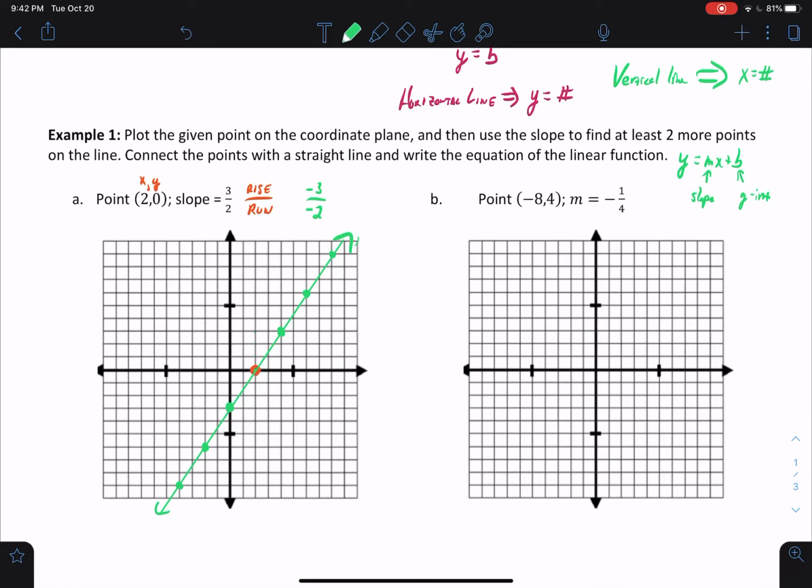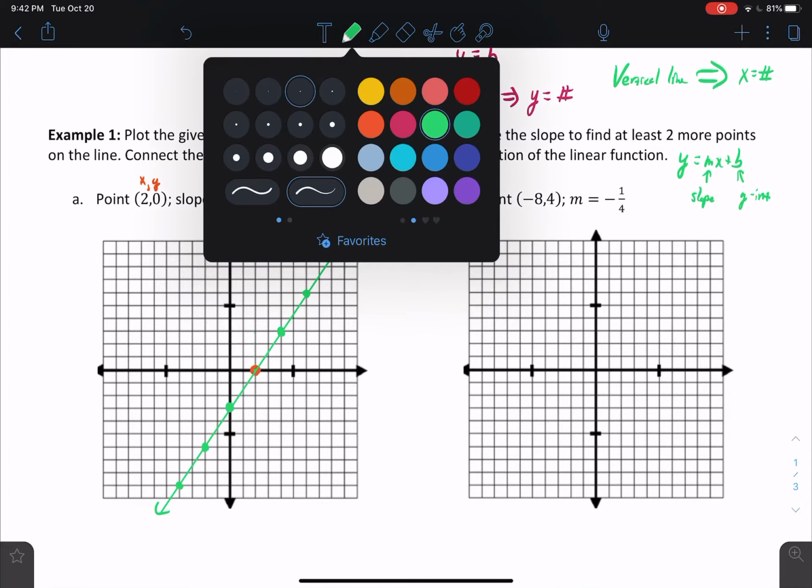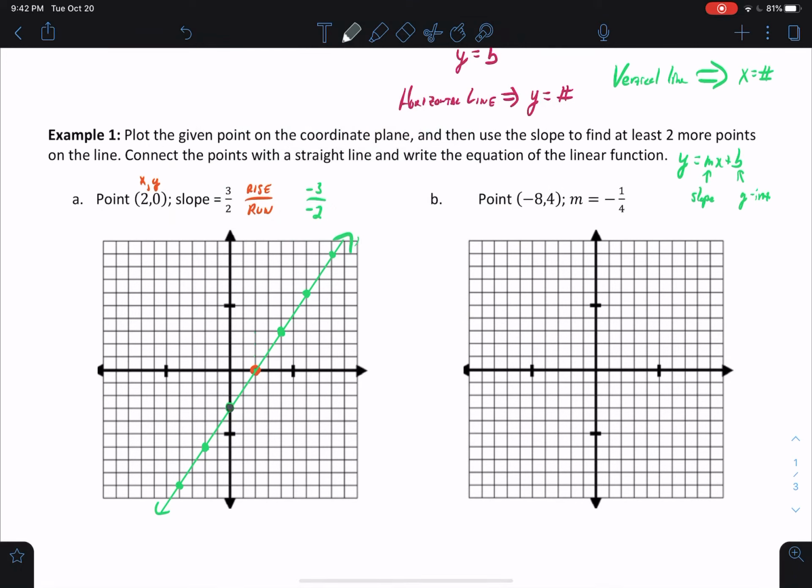So we have the slope. We have the y-intercept, which is right here. That's (0, -3). So the equation of this line is y equals my slope, which is 3/2, times x, minus 3. We're given our slope and we're given our y-intercept there.